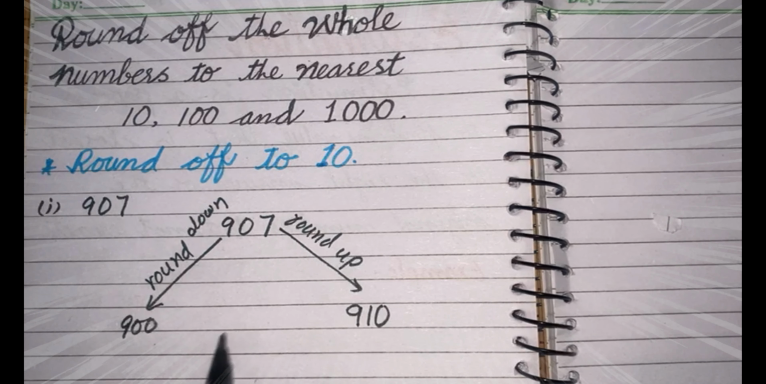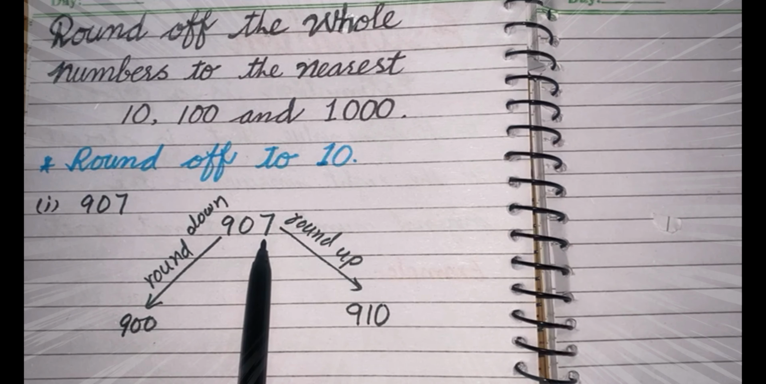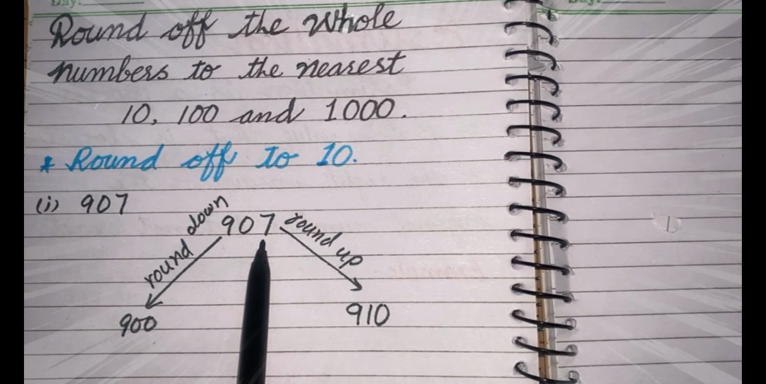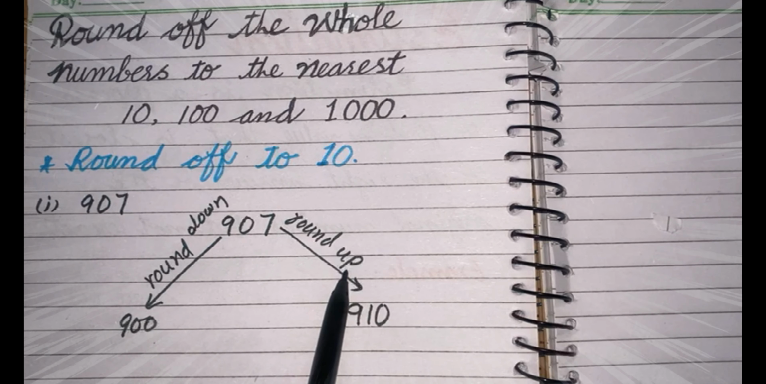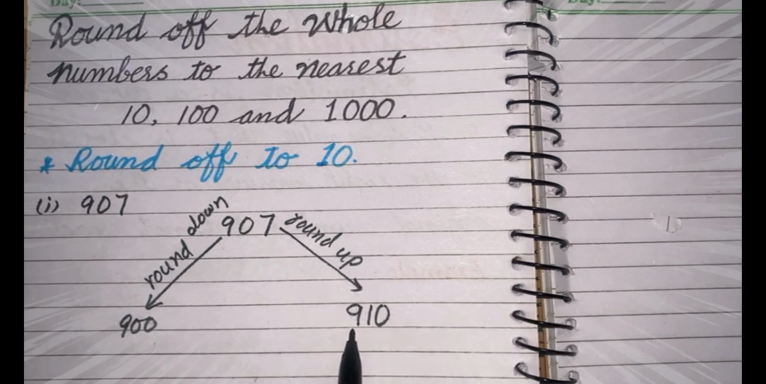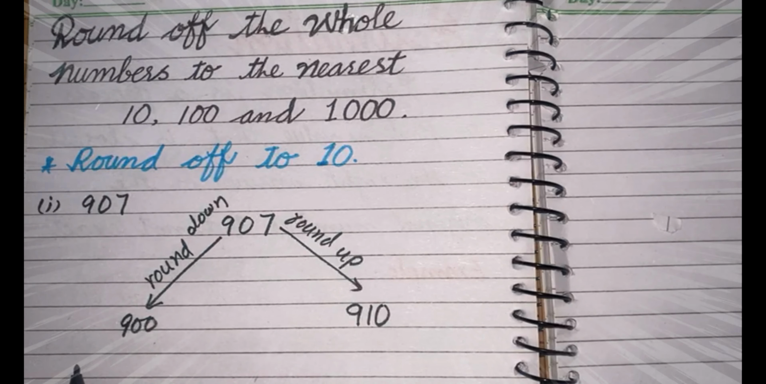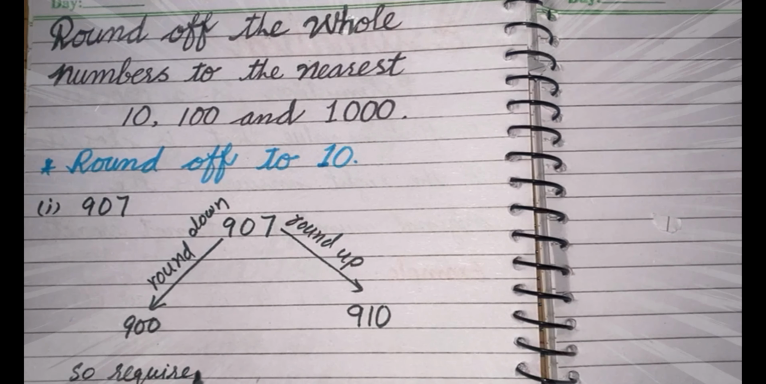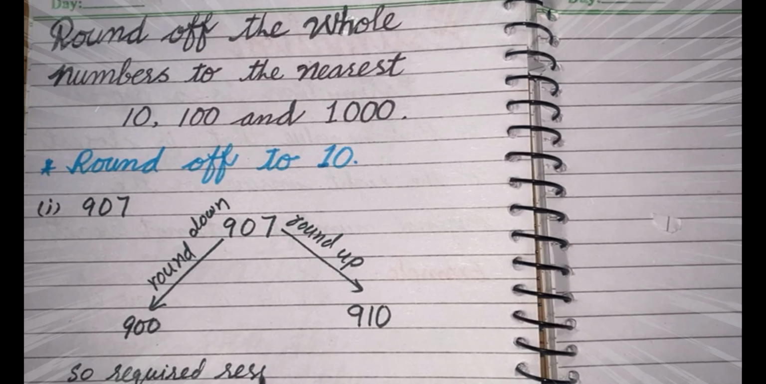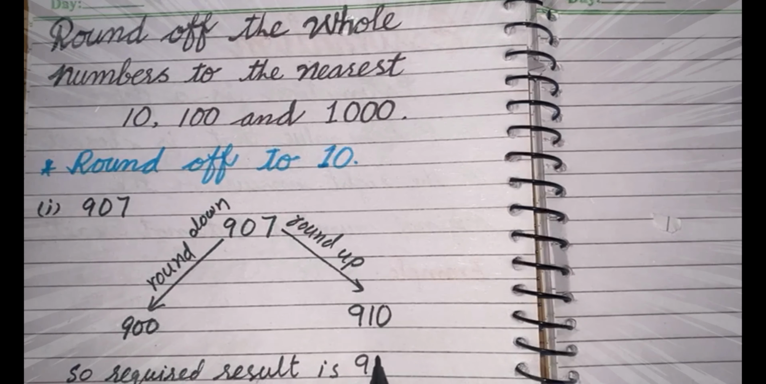For this, we will check our ones place. Here in the ones place we have 7, which is greater than 5. So we will move to round up to 10, that is 910. So our required result is 910.